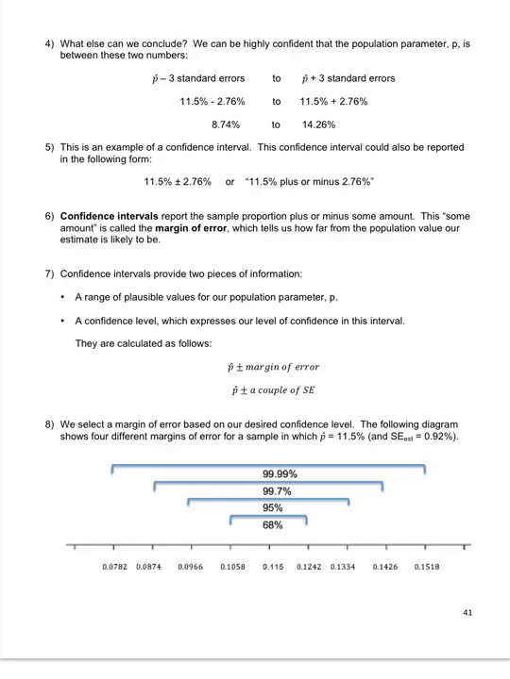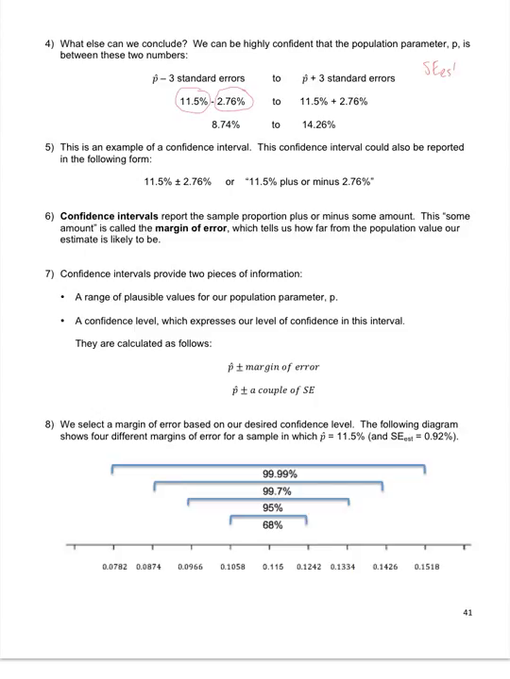All right, so what else can we conclude? Well, we can be highly confident that the population parameter p is between these two numbers. Since we know p hat should be within 3 standard errors of p, then again we're reversing the tables and saying p should be within 3 standard errors of the p hat we found. So here's our p hat. Here's 3 standard errors.